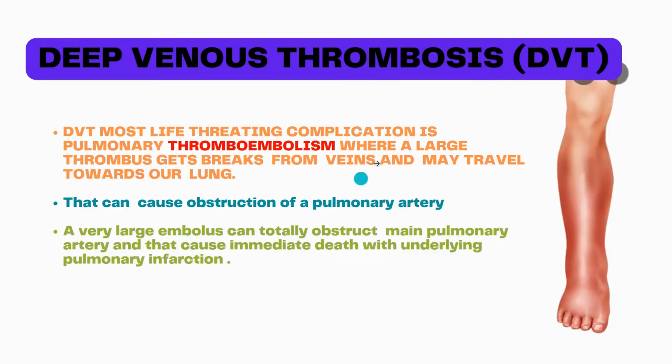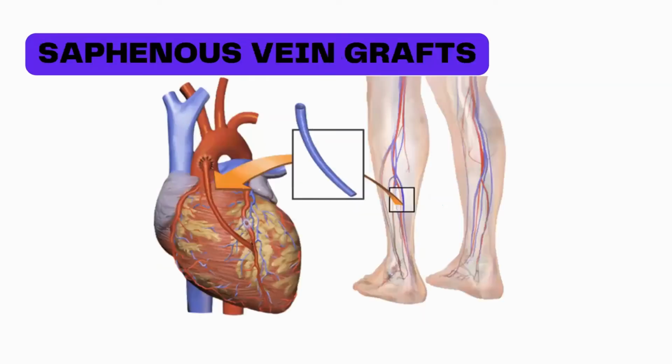So the first event is DVT, and after the DVT comes the obstruction of the pulmonary artery, and the obstruction of the pulmonary artery will result in pulmonary infarction, and the pulmonary infarction can lead to death. And these are the complications, sequelae of deep venous thrombosis.